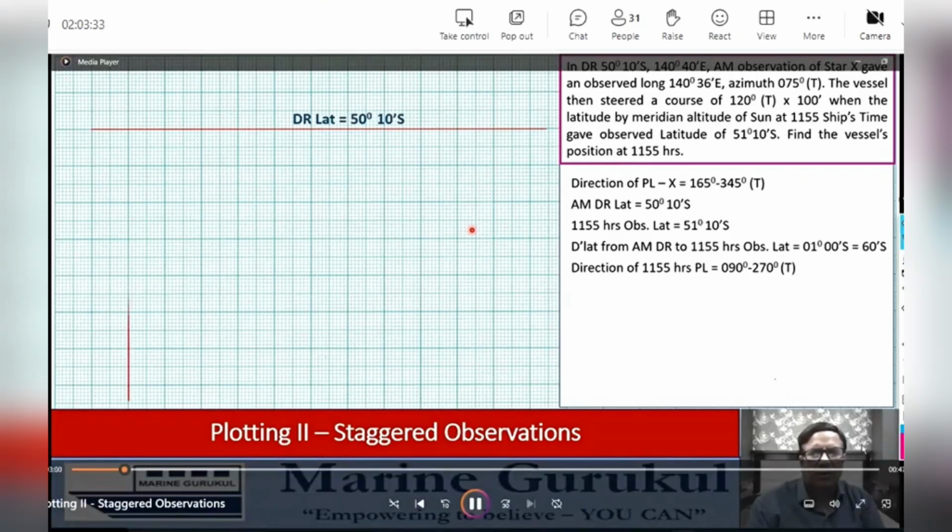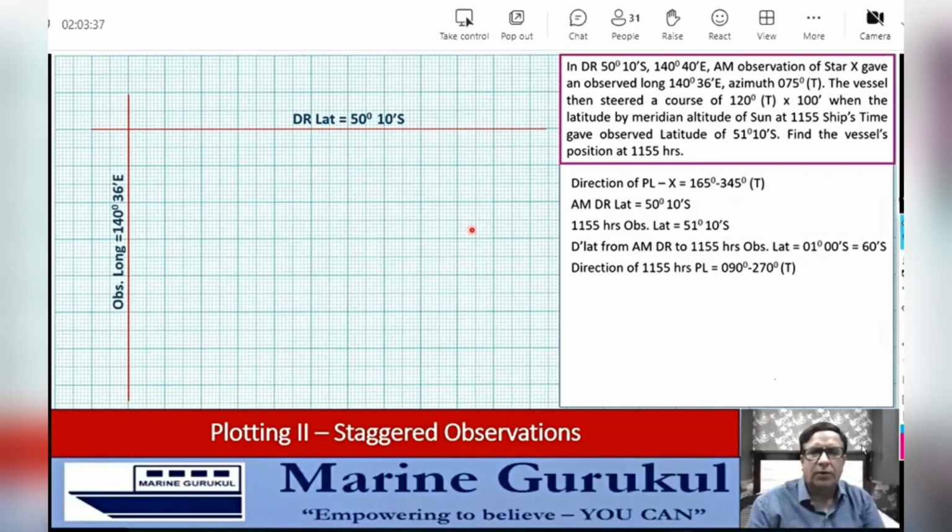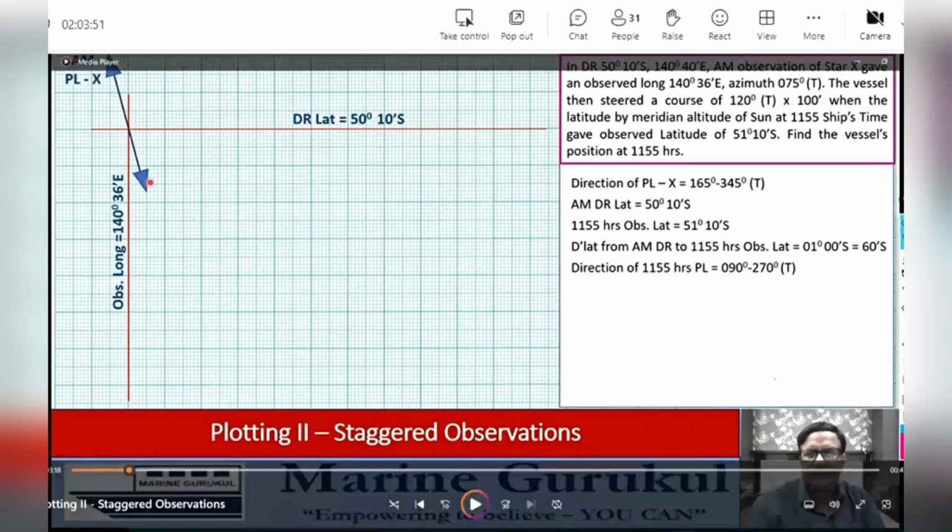We have the DR 50 degrees 10 minutes south and the observed long 140 degrees 36 minutes east. So this is the point through which the AMPL shall be drawn. The direction of this AMPL is 165, 345. That is the AMPL for star X. So the AMPL is plotted, beta. Any doubt in this plotting?